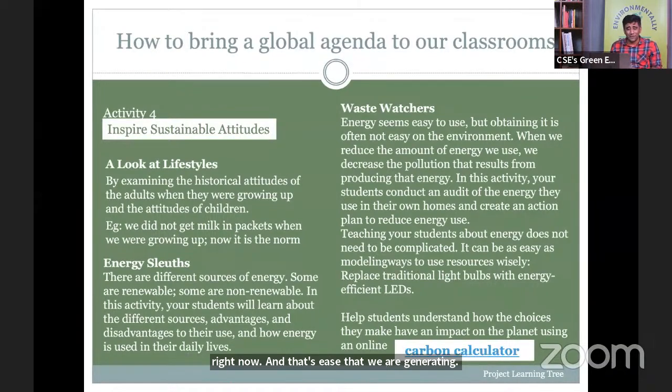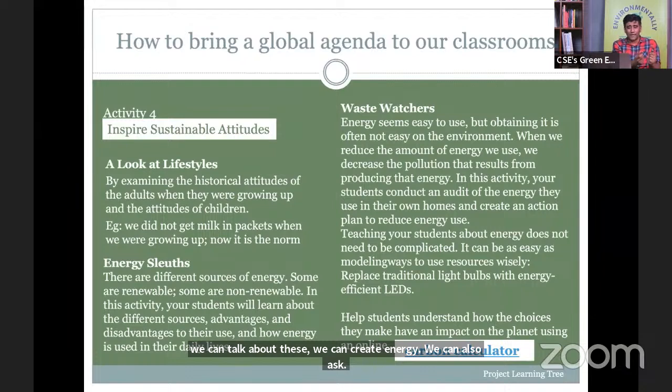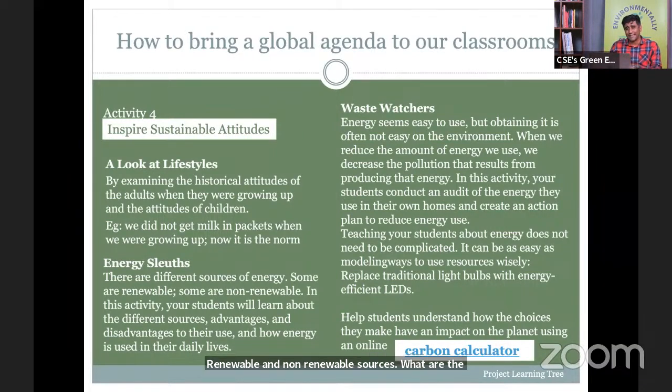We can create energy sleuths. Basically, we can also ask students in groups how to look at renewable and non-renewable sources. What are the different energy sources for anything that they're doing? Waste watchers is another idea that you can go through. In waste watchers, what I've done is basically in groups, they can look at what kind of waste has been generated in colleges, in the campuses, in their households.